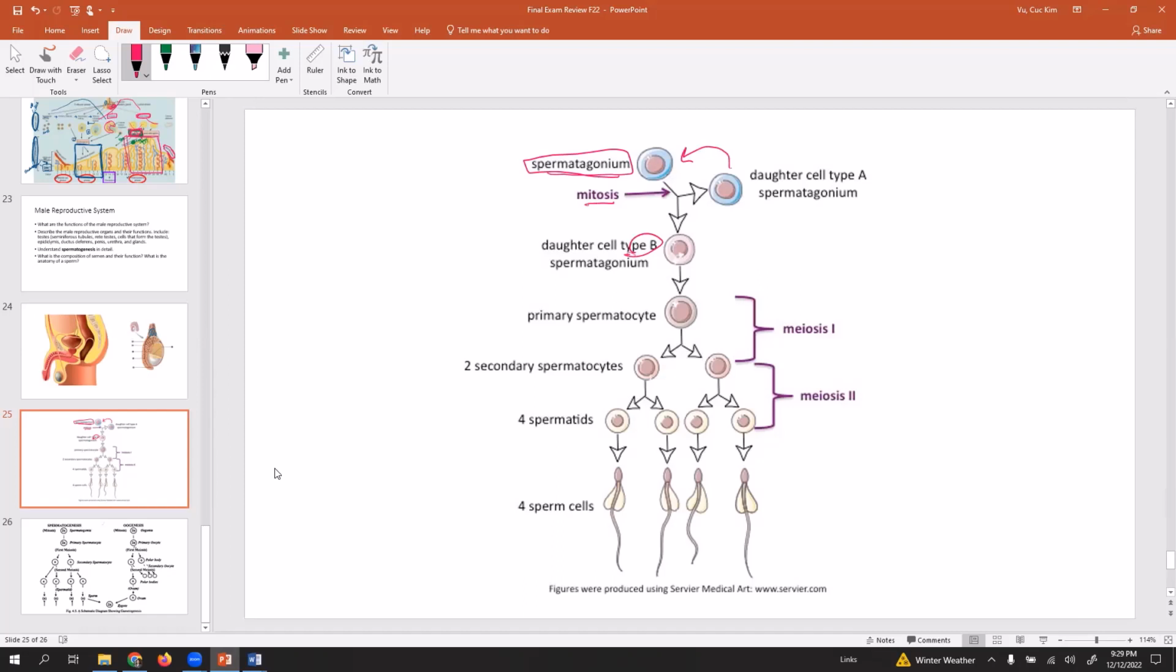Repeats that process. Now, I jumped right into it, but this starts at what period of time? Puberty. Yeah. Where in females, it starts during fetal development and it stops in fetal development, where this starts at puberty and continues throughout the male's life. Okay. So once mitosis is done, it's going to undergo meiosis 1. And meiosis 1 is what again? Remind me?